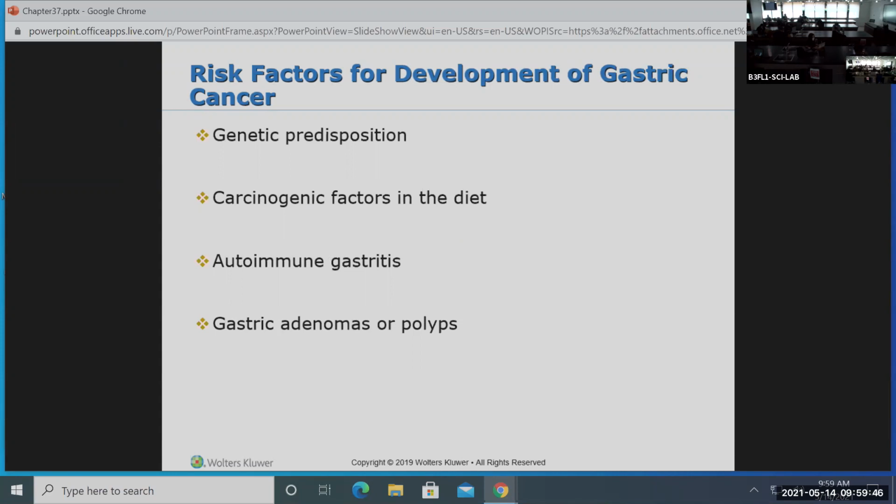Now, these are the risk factors for the development of gastric cancers. Some run in the family, some are carcinogenic factors in the diet, all those preservatives in the diet. Sometimes these are autoimmune. Sometimes that carcinoma, cancer, may be in the form of polyps or in the form of adenomas.